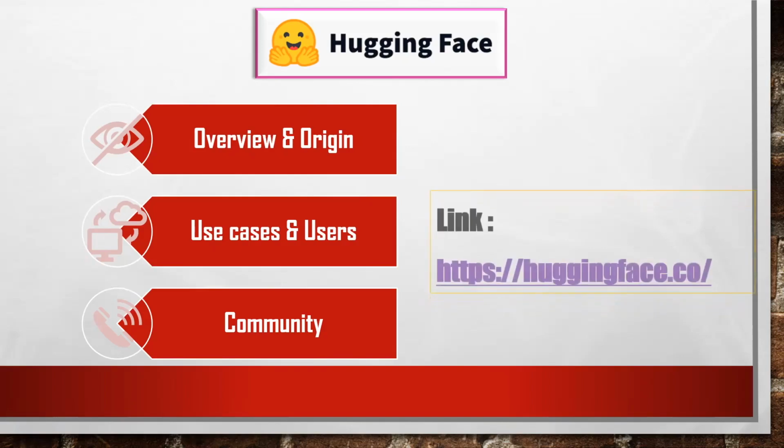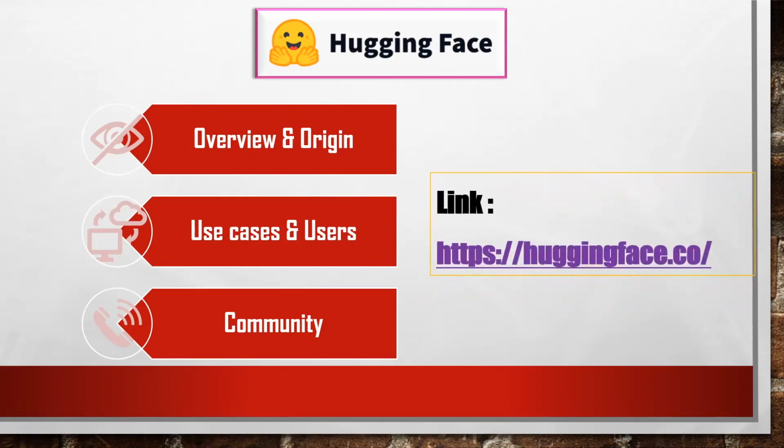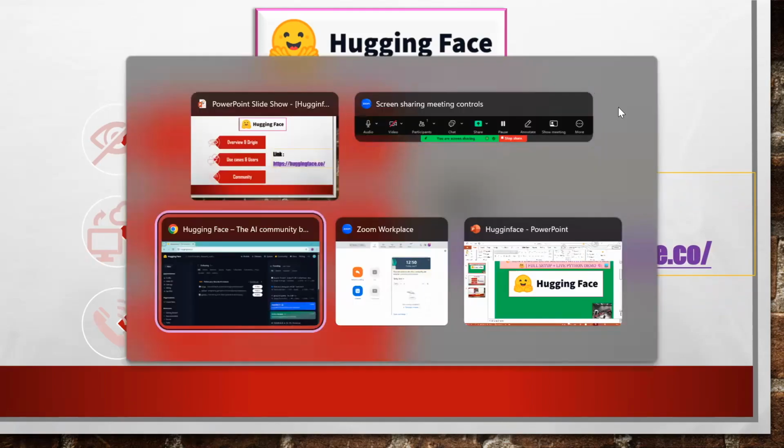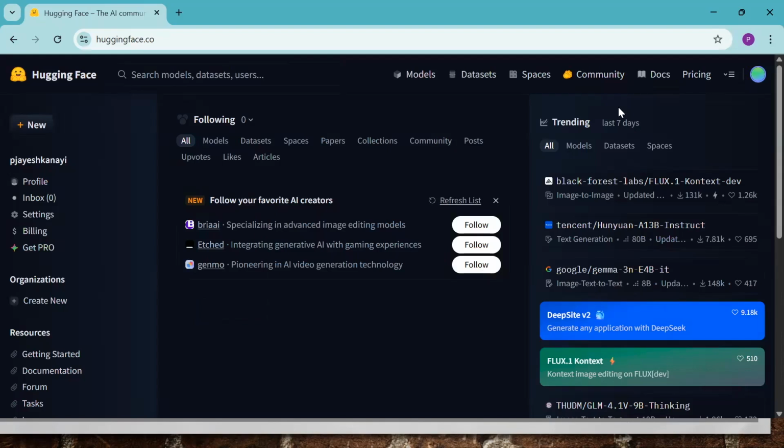So here is the link for navigating into Hugging Face. Let me go to the web page. For creating a Hugging Face application, you first create an account using your email ID. Once you are logged into Hugging Face, the homepage provides features like models, datasets, spaces, community, etc. Let's click on models and spaces one by one.